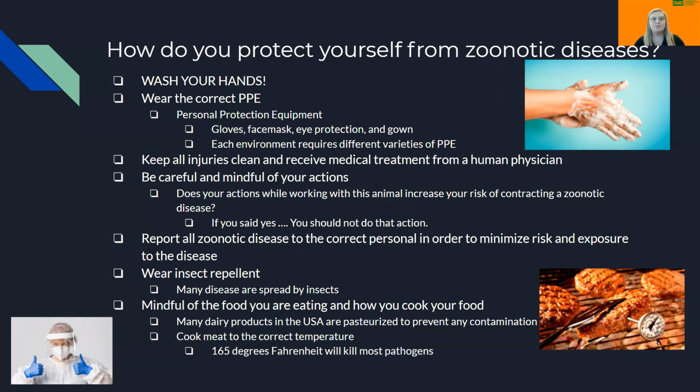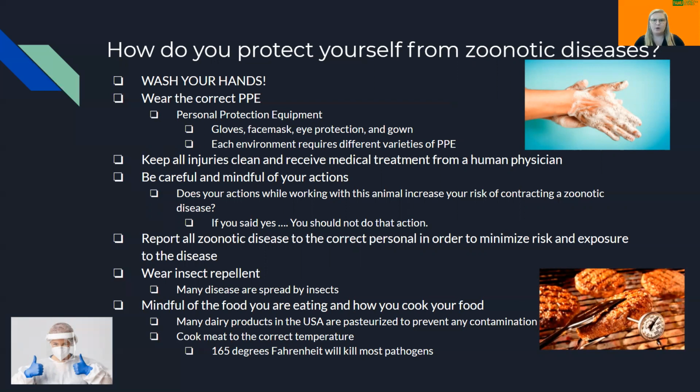PPE is personal protective equipment. So gloves, face mask, eye protection, gown. Make sure that you're wearing the correct ones for the correct situation. If you're in a research facility and you know these animals have diseases because you're researching them and trying to figure out how to treat them, definitely wear everything that they tell you to.